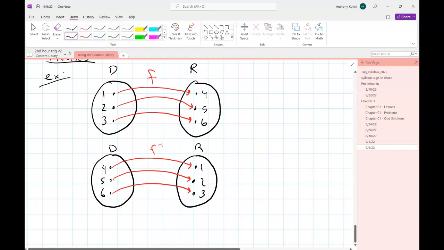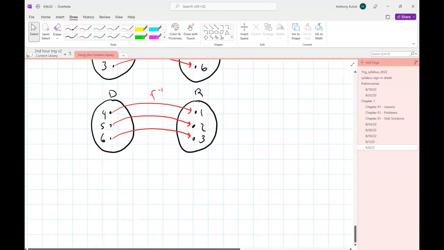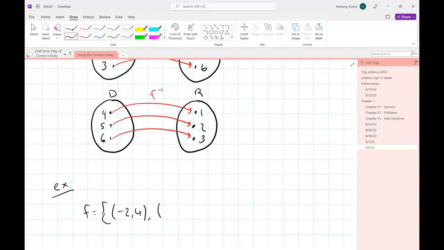Now, do we do much with mapping diagrams in terms of normal algebra? Not really. It's a nice theoretical way of looking at a function, but practically not very practical. What if instead we have a function that's given by a set of ordered pairs?